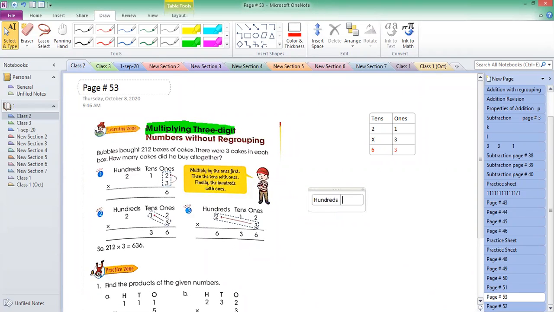Hundreds, tens, and ones. This is hundreds, tens, and ones. On hundreds there is a value 2. Then on tens there is value 1. And on ones there is value 2.